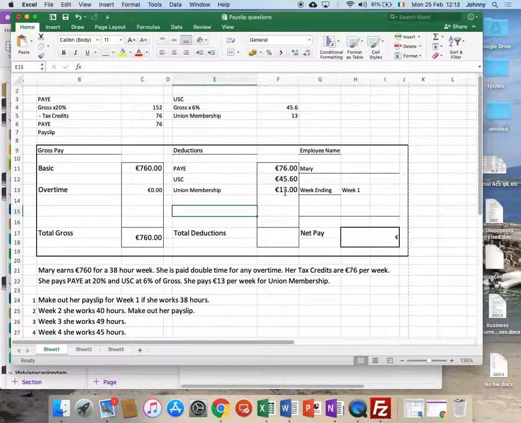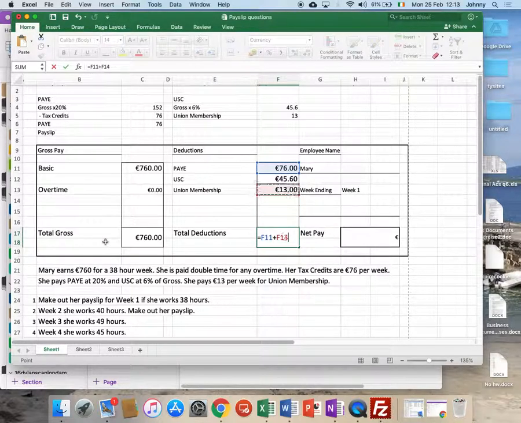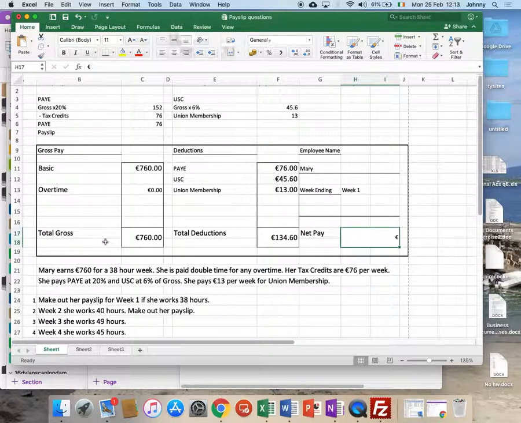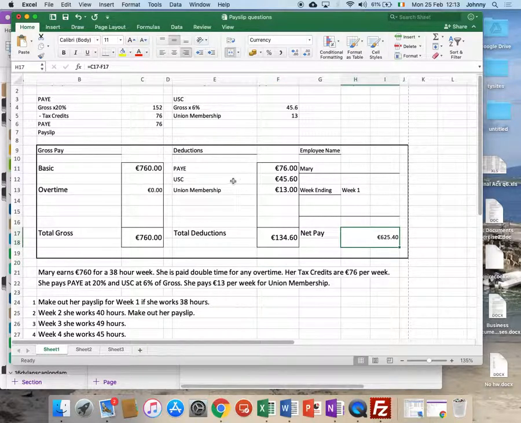And now we need to finish off. So that's everything put in. We just need to do the maths. How do I do my total deductions? I add 76 and 45 and the €13 union membership. So there's total deductions. How do I work out my net pay? Take my total gross, take away my total deductions. And we get 625. Just going to make that bigger so we can see it nice and simply. Are we all happy with that? Yeah? Okay. How is the 625 40 if it's 60 cents? Well, 60 cent from 100 cent is 40 cent. We all okay with that?